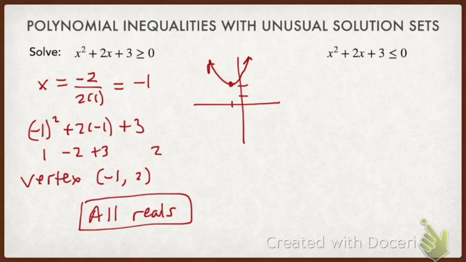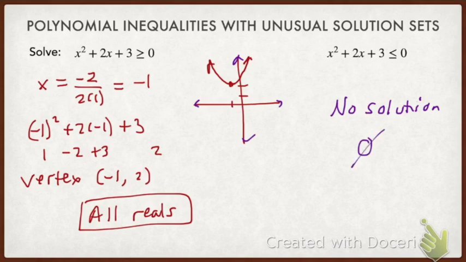It's up to you. When you have the other one, it says it's less than or equal to 0. Well, for this one, it never is below the x-axis. We are never having negative y values. So we are never having a solution. So this is no solution. You could also give me the empty set symbol, which is the 0 with the slash through it. So no solution. So be careful with these.